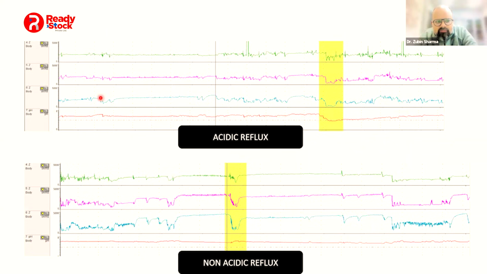Look here, this pH line has dipped below 4 on the yellow mark, and there's a dip in the impedance, and there's a retrograde flow. So this was a truly acidic reflux. At this point of time, the pH is above the dotted line. So pH above 4, a non-acid retrograde flow. This is a non-acidic reflux. So you can manually trace, and it takes hardly a second. It's like reading an ECG. The more you read, the more you understand.